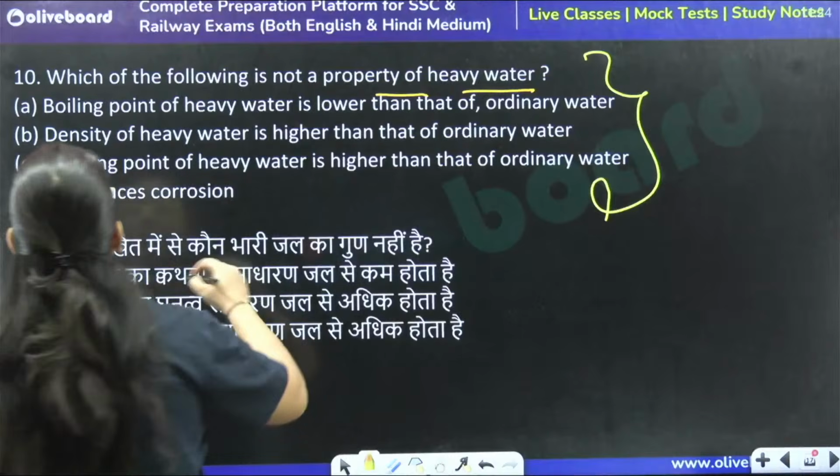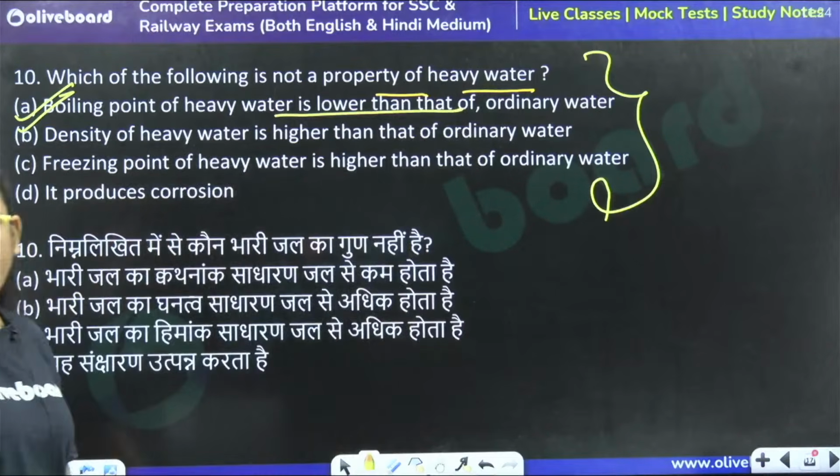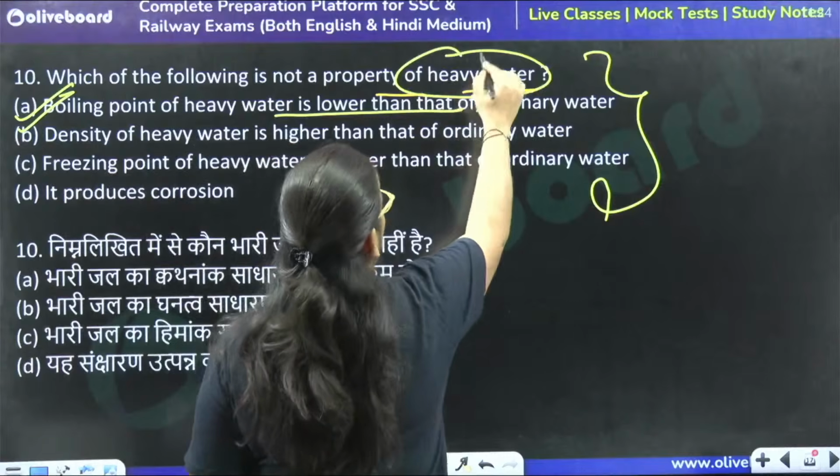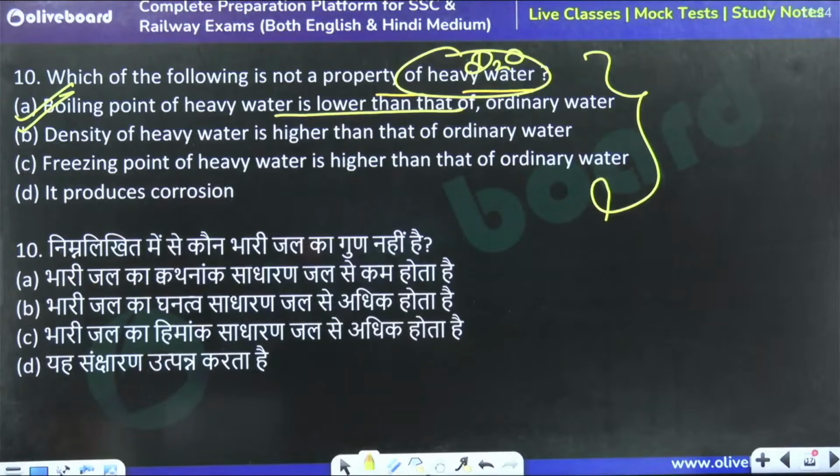Okay. The boiling point of heavy water being lower than that of ordinary water is not a property of heavy water. The chemical structure of heavy water is D2O, right? And the density is always higher.